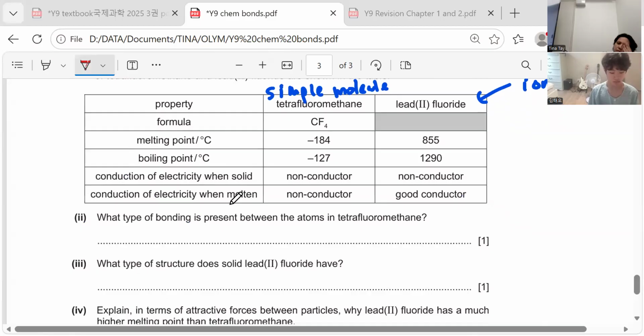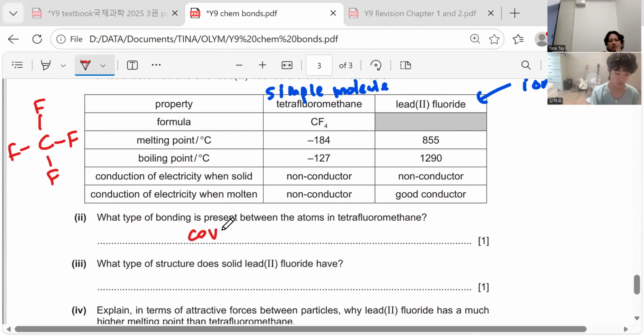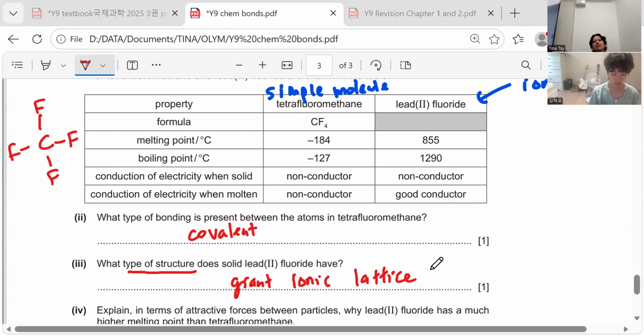What type of bonding is between the atoms of tetra? So this is a simple molecule, but carbon with this. What is this called? Covalent. Type of structure is giant ionic lattice, because they're not asking bonding only, they're asking structure.